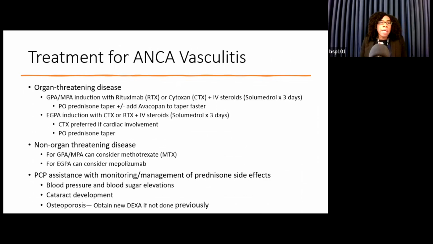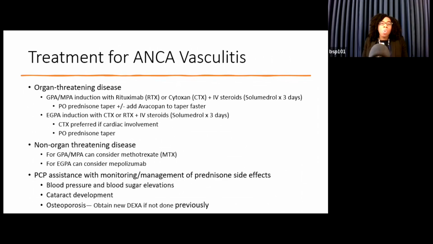So how do we treat it? With ANCA-associated vasculitis and pretty much all the ones that are more systemic, we think about whether there's organ-threatening disease and non-organ threatening disease. And when we think about organ-threatening disease, in particular, we're thinking about renal failure, as well as pulmonary involvement, such as diffuse alveolar hemorrhage or other severe pulmonary manifestations.